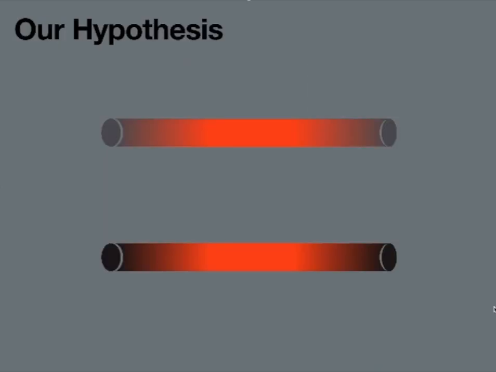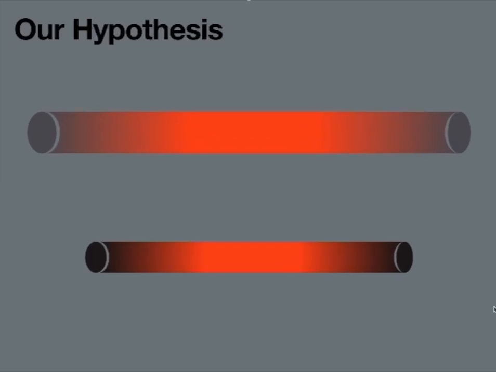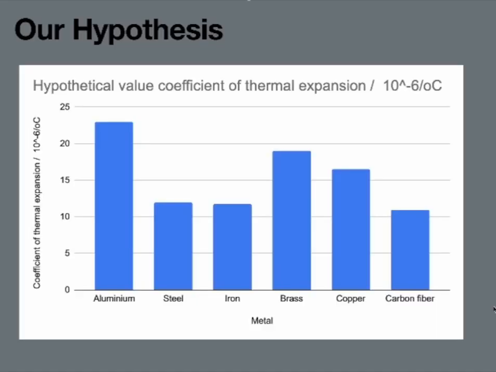We hypothesized that aluminum would expand the most, while carbon fiber would expand the least. Here are the rest of the results we hypothesized after our research. In order from least thermal expansion to most, we have carbon fiber, iron, steel, copper, brass, and aluminum. This is how we did it.